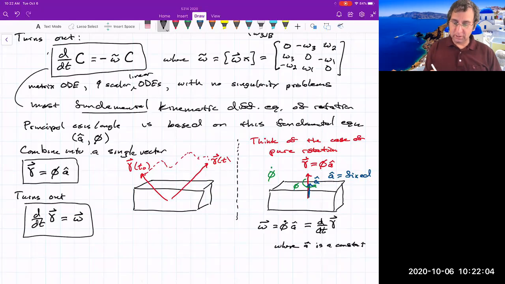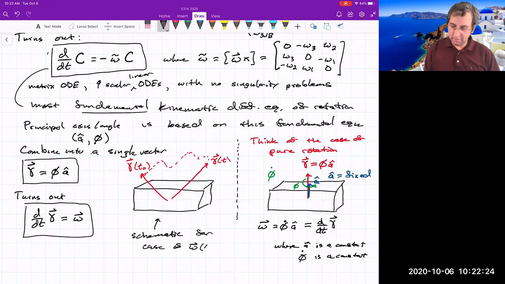But in general, with omega changing in time, here, this would be what you get. This is just a schematic for the case of omega not equal to a constant. It's actually changing. So you'll get gamma moving around.